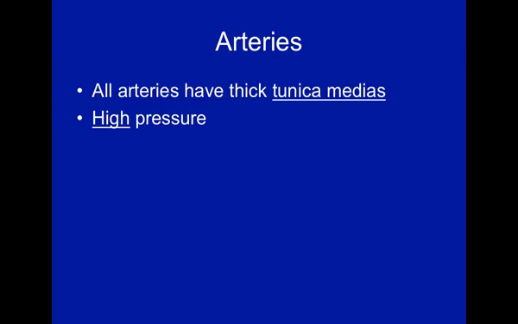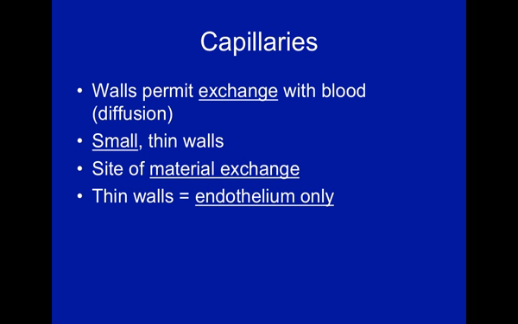Now, we're going to go a little out of order, and you would think arteries would pair up with veins, but after you get through the arteries, you actually hit another type of blood vessel, which are the capillaries. The walls of the capillaries are what permit exchange with the bloodstream. In other words, the process of diffusion. Their walls are very small, and they are very thin.